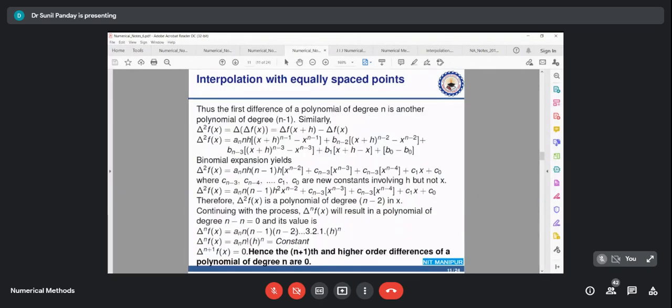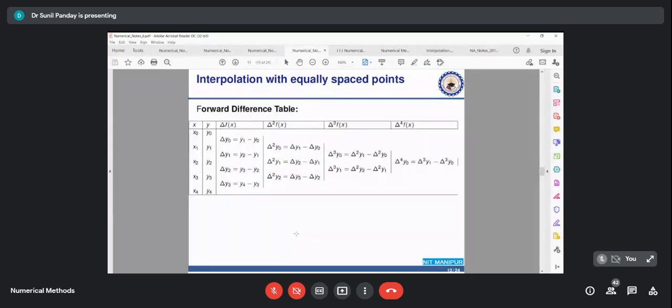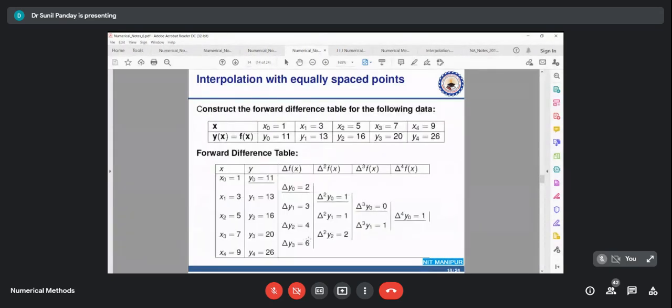So this theorem we will discuss later. Okay. So here, I will tell you how we create the tables. Now from the beginning, I am telling you the data is equally spaced.